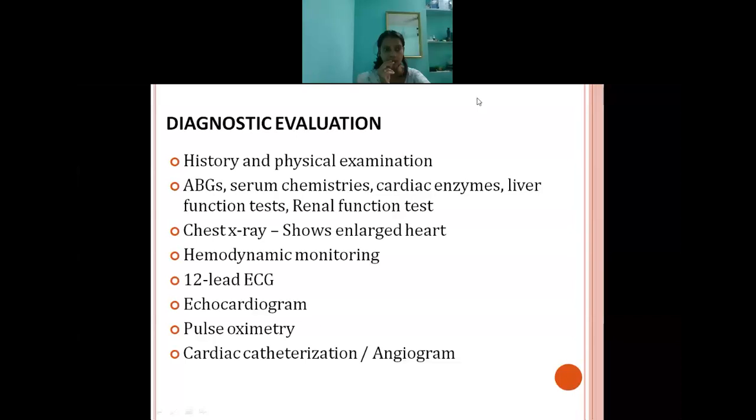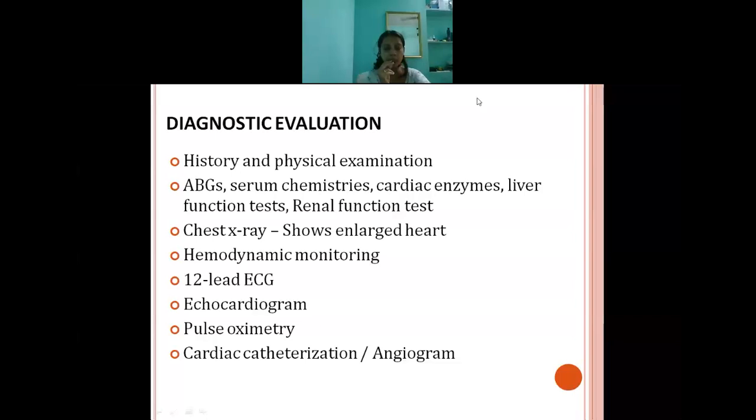Next is 12 lead ECG. ECG will also help to detect if there are any abnormalities in the heart or arrhythmias. Then echocardiogram, that is a recording of mechanical activity of the heart, where you are performing the scanning of the heart. Pulse oximetry will help to detect the oxygen saturation in the patient.